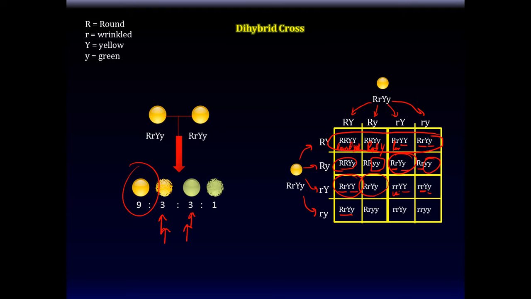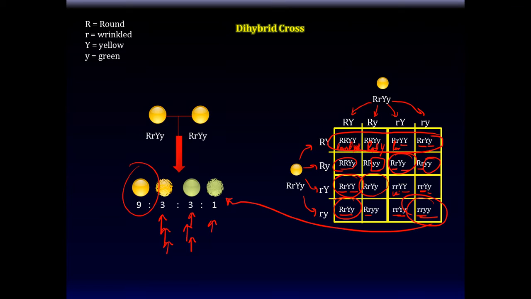And this would be round and yellow. There's another round and yellow. And this would be round and green. That's this guy over here. And this would be round and yellow. Wrinkled and yellow. That's over here. And this would be wrinkled and green. That one guy over here. So if you count them out, you'll see there will be 9 of the round and yellows, 3 of these wrinkled and yellows, 3 of the round and greens, and 1 wrinkled and green. This last guy is this one over here.